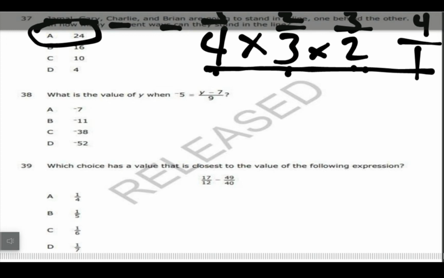So this problem is called a permutation. It always kind of works for that. You take how many people there are, and really you subtract 1 from each one and multiply as you go.